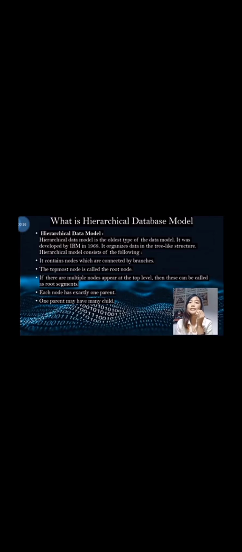It organizes data in a tree-like structure. The hierarchical model consists of the following. It contains nodes which are connected by branches. The topmost node is called the root node. If multiple nodes appear at the top level, then these can be called root segments. Each node has exactly one parent. One parent may have many children.